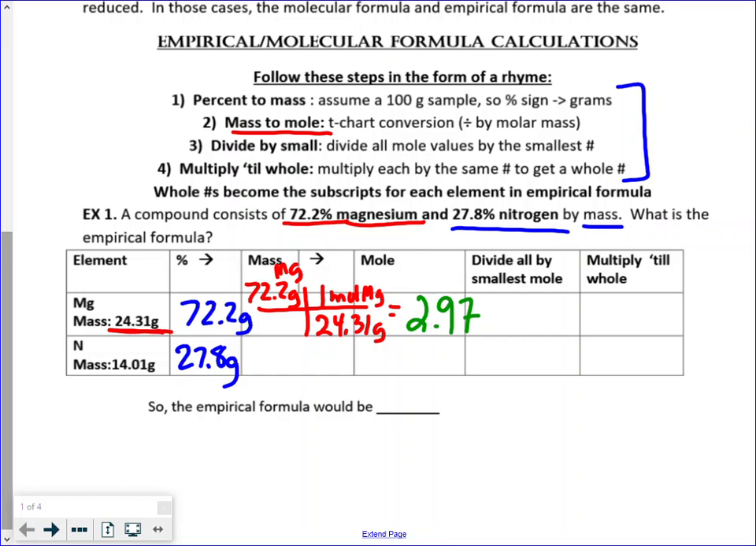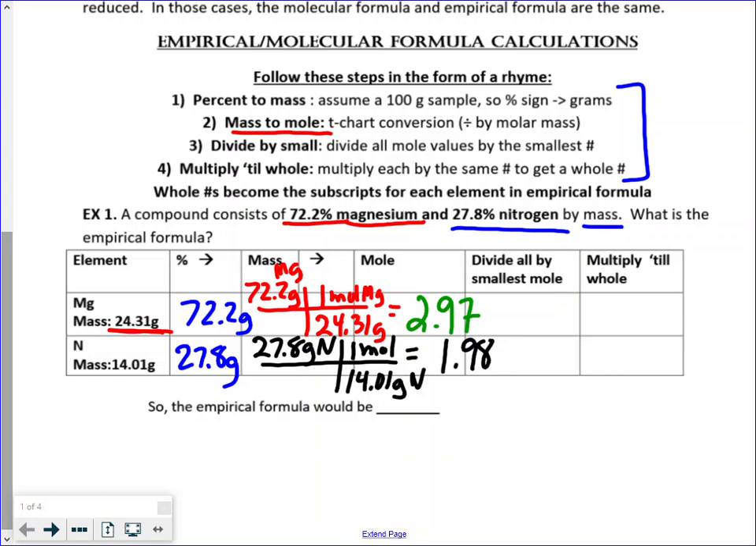We also want to do the same to our nitrogen. We have 27.8 grams of nitrogen divided by its molar mass, which is 14.01 grams. That equals 1 mole. And what do we get for the moles of the nitrogen? We get 1.98 moles. Very good. Now, so we've done percent to mass, change the percentage to a gram. Second step, change it to moles, dividing it by its molar mass off the periodic table. Then, now we have the moles.